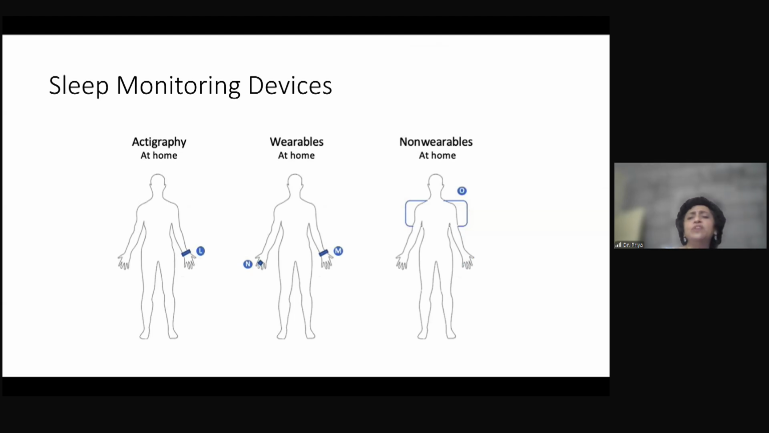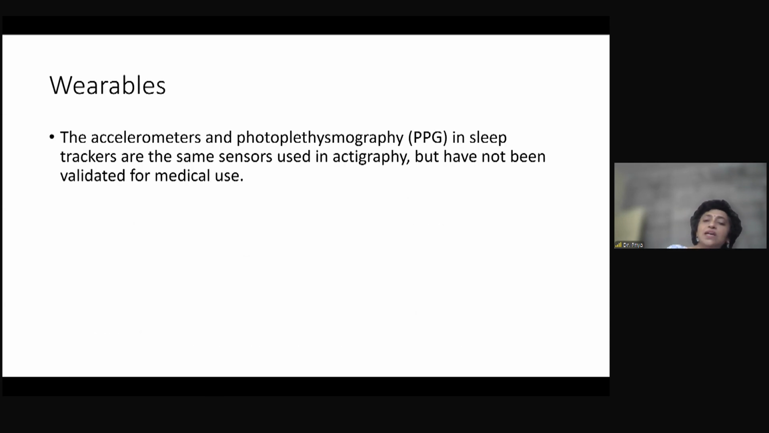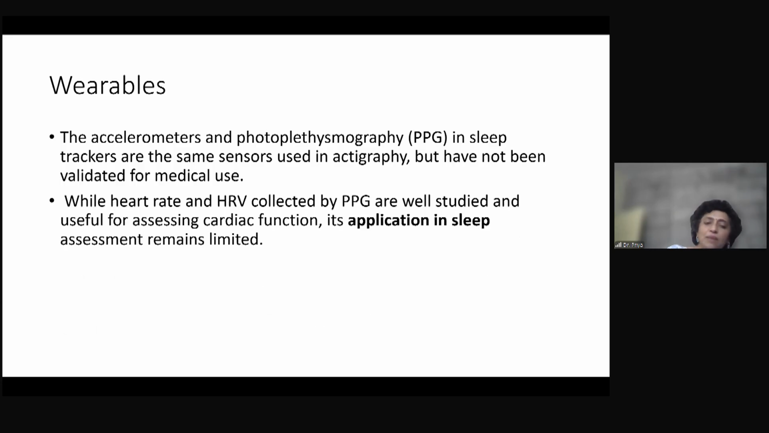So there are other sleep monitoring devices also. You can use the actigraphy at home. You can have wearables like a band or finger ring, and mattresses that are now coming up in the market, which are being used for assessment of sleep. We are yet to see medical grade devices for this available, but devices are available in the market. Coming to wearables, they basically are accelerometers like the actigraphy or photoplethysmography in sleep trackers, and they're not validated for medical use.